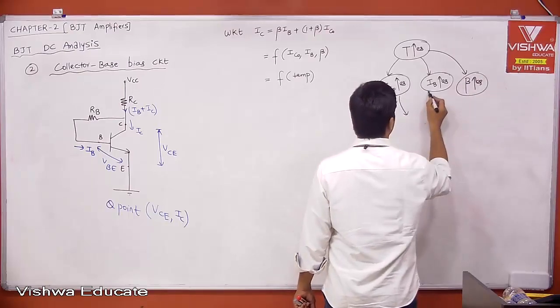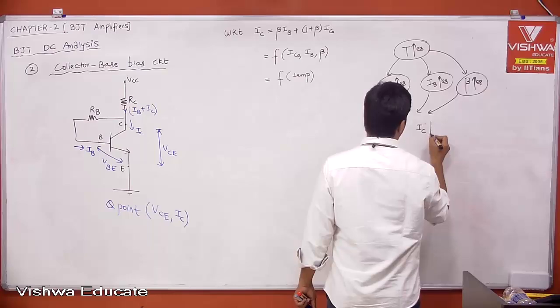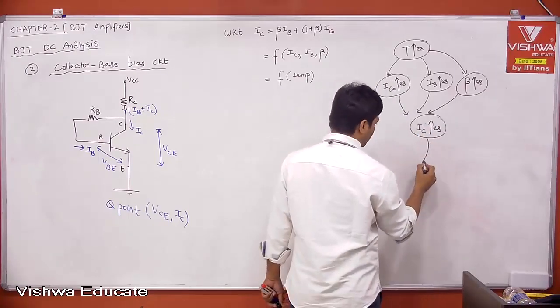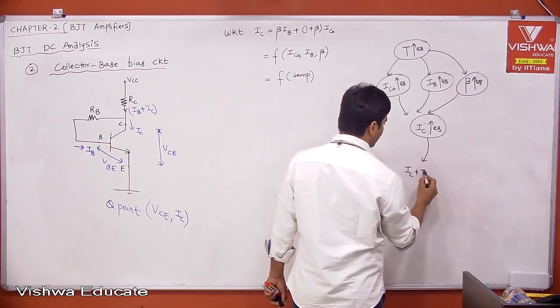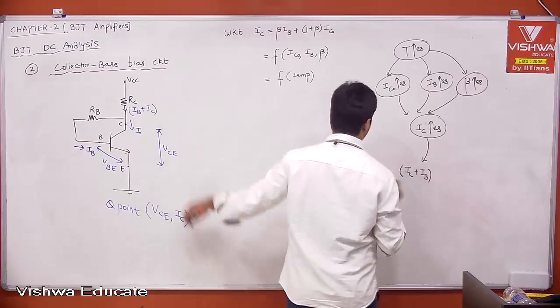Because of all three, IC is increasing. When IC is increasing, just listen. What about IC plus IB? Whatever I explain, I am explaining through flowchart. IC plus IB also increases.